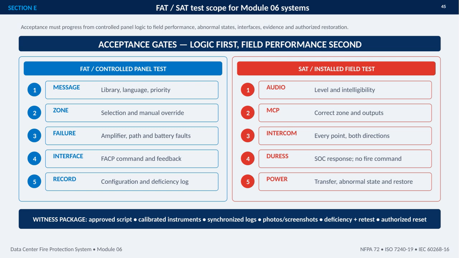Once the panel logic is accepted, SAT moves into the installed environment. Here, the focus is actual audio level and intelligibility, correct manual call point zoning and outputs, and two-way intercom operation at every point. Duress operation is checked for the required Security Operations Center response, while confirming it does not initiate a fire command. Power testing includes transfer, abnormal conditions, and authorized restoration.